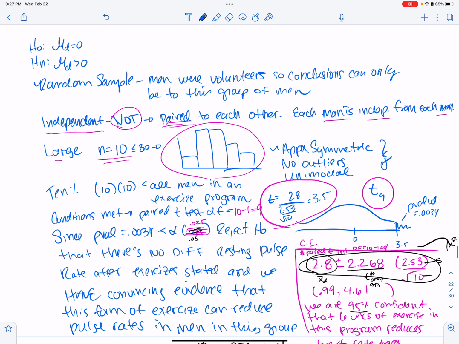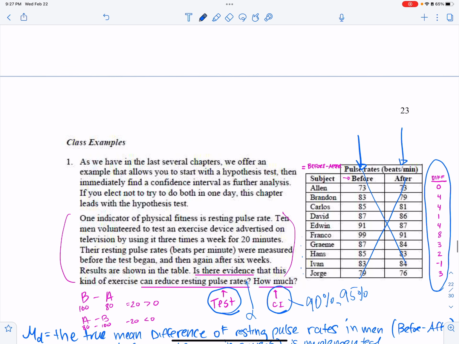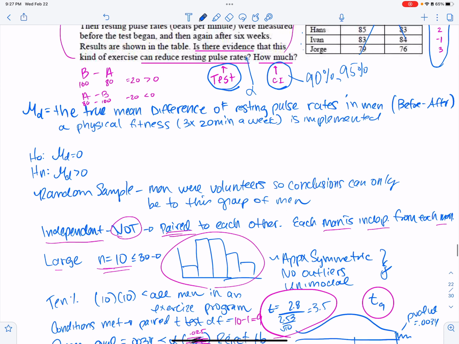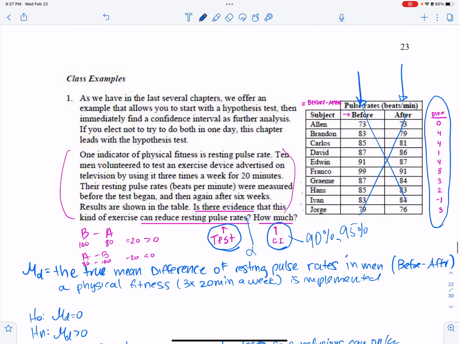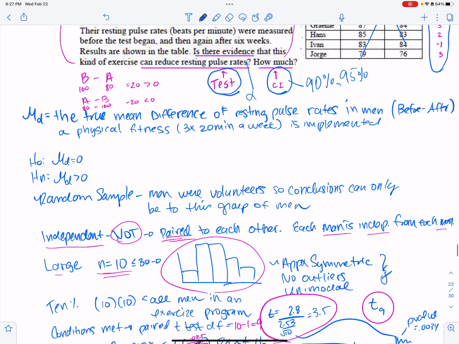Independent: they are not independent, they are paired. The pairs are the subjects. You see, Alan has his pair: before Alan's pulse rate and after Alan's pulse rate. And Alan has to be paired with Alan. It can't be with anybody else. Large sample size: I look here and I say, okay, n is less than 30. It's actually equal to 10.